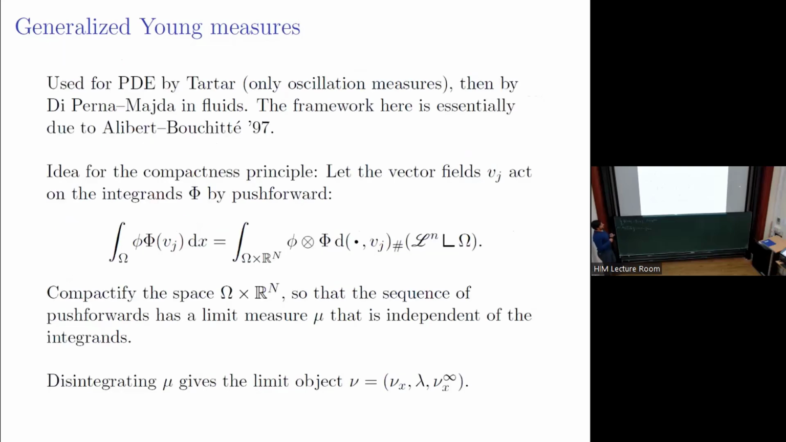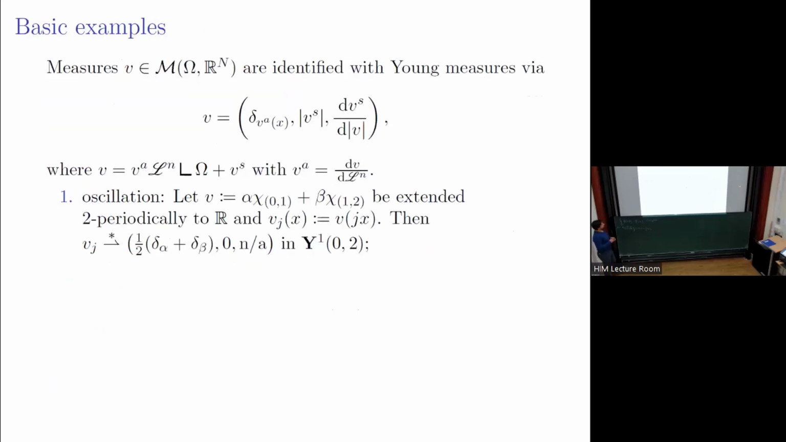So let me try to illustrate this with a couple of examples. The first one will be a uniformly bounded one, when we have just oscillation. We take the same example as before, periodic oscillation between A and B with volume fraction half. And in this case, the oscillation measure that parameterizes the weak convergence is just half Dirac at A, half Dirac at B. This is a standard laminate behavior.